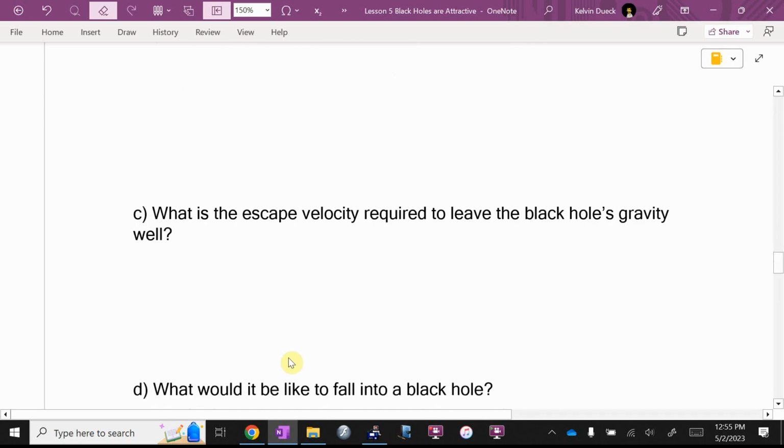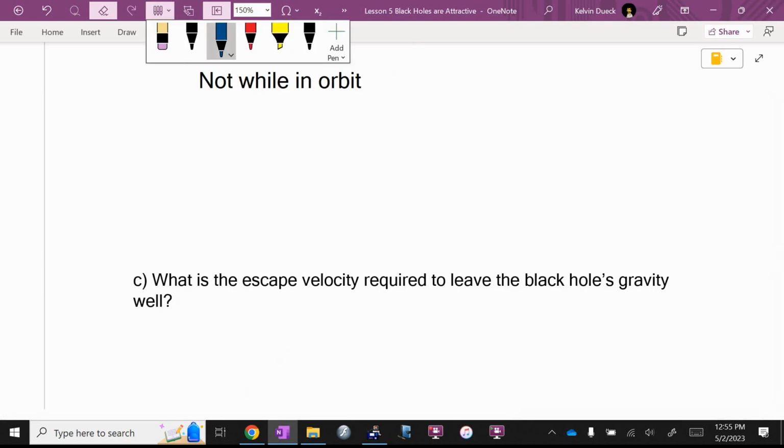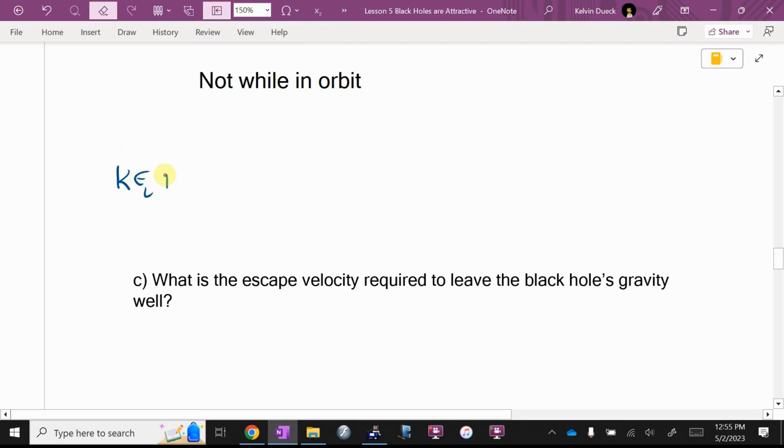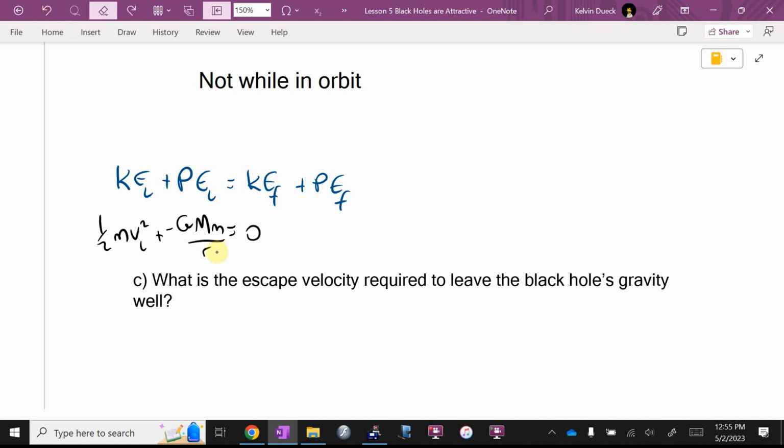Ooh! What's the escape velocity required to leave the black hole's gravity well? So for escape velocity, we solved that by conservation of energy, right? You may have memorized it, but if you've forgotten, it was kinetic initial plus potential initial equals kinetic final plus potential final. But what were both final energies? 0. We ended up with a half m v initial squared plus negative big G big M little m over r, not final, Mr. Dueck, initial. We ended up with this: a half m v initial squared equals positive big G big M little m over r initial.